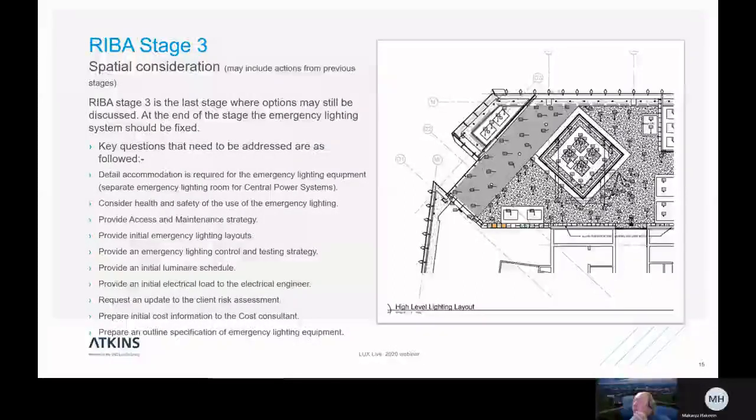What is going to be the emergency lighting control and testing strategy? Are you going to have the old style key switches in a space? Is that the way? You can't. BS 5266 says you cannot use the MCBs to test the emergency lighting, so you must provide a method to do it. Are you going to provide a dedicated emergency lighting control system? These are all the things that need to be considered at stage 3.